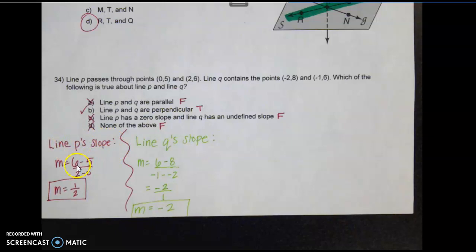I do that with my slope formula, y2 minus y1 over x2 minus x1, and I get my slope is 1/2. Line Q is 6 minus 8 over negative 1 minus negative 2. That gives me a slope of negative 2. So these are not the same slope, so they're not parallel. They are opposite reciprocals of each other, though, so the answer choice is B. Now, it doesn't have a zero slope or an undefined slope. We found numbers for those, and it's obviously not none of the above.